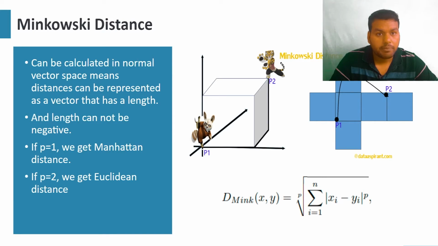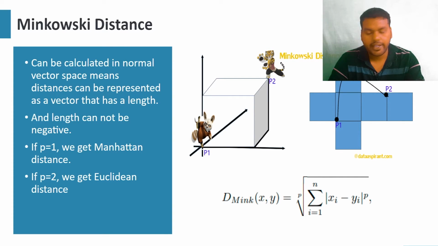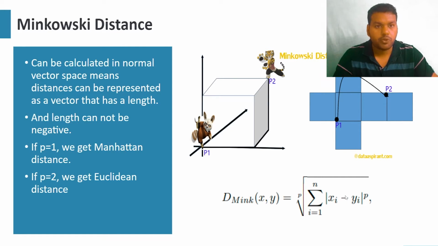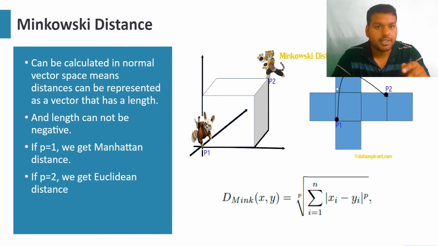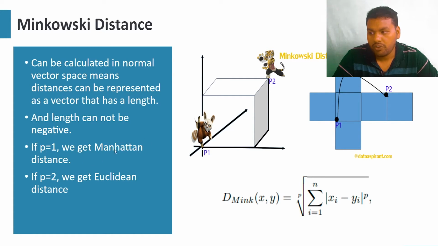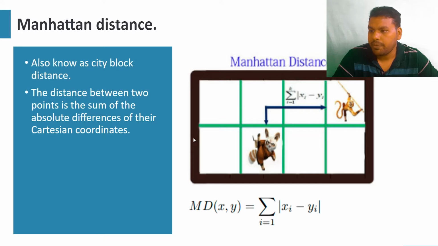Minkowski distance can be calculated in a normed vector space. That means the distance can be represented as a vector that has a length, and length cannot be negative. If you see this formula here, how we calculate: we take the summation, then we take the absolute value of the Cartesian points, then we take the p-th root. So it is a normed vector space, which means everything here we are treating as a vector. Now this p value is very important here, because if p is equal to 1, we get the Manhattan distance, and if p is equal to 2, we get the Euclidean distance. So what is the Manhattan distance?